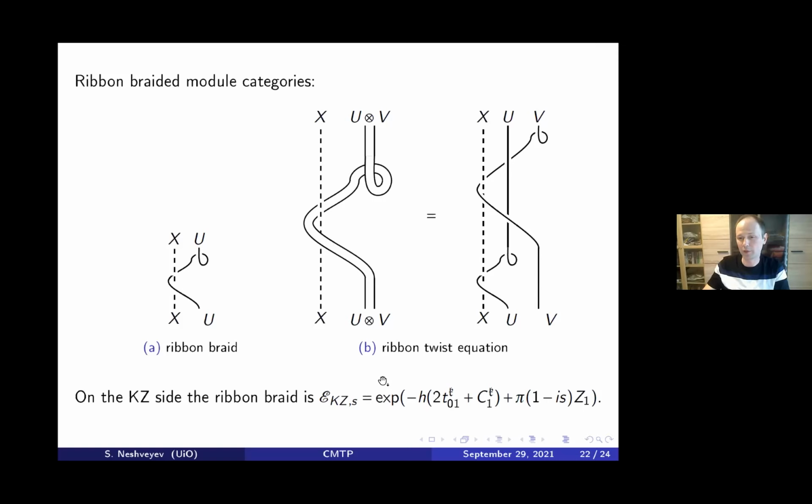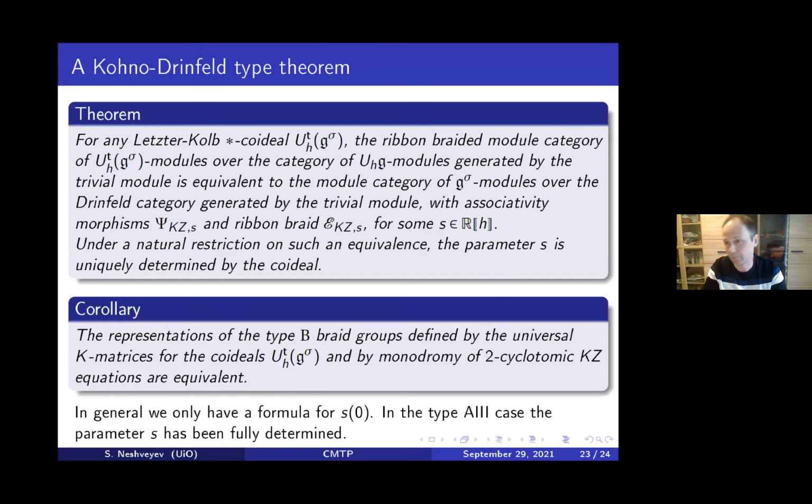So this is your ribbon braid. It's a bit more complicated than the situation for the braiding in the Drinfeld category. Remember, that was basically this factor without the 2. So here you have extra factors, but still it's a very manageable expression. So now we can compare these two things, and it turns out that they indeed correspond to each other.